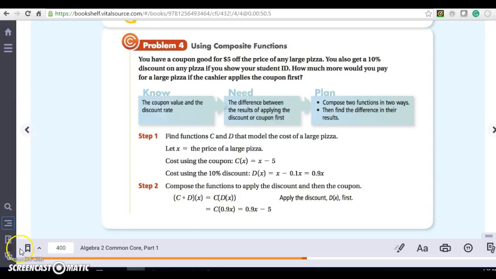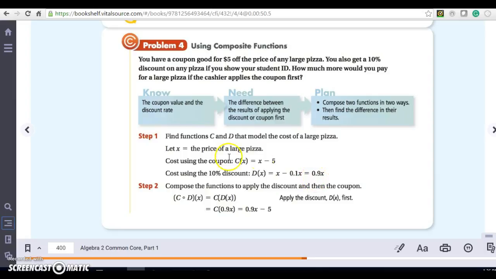Well, first we need to say that X is the price of a pizza. If we're using a coupon, we'll say the cost of the coupon is C of X, and that is just X minus 5. If we're using the discount, we'll say D of X equals X minus 10% X, which is going to give me 0.90X, because there's an invisible 1 here, so 1 minus 0.1 is 0.90.